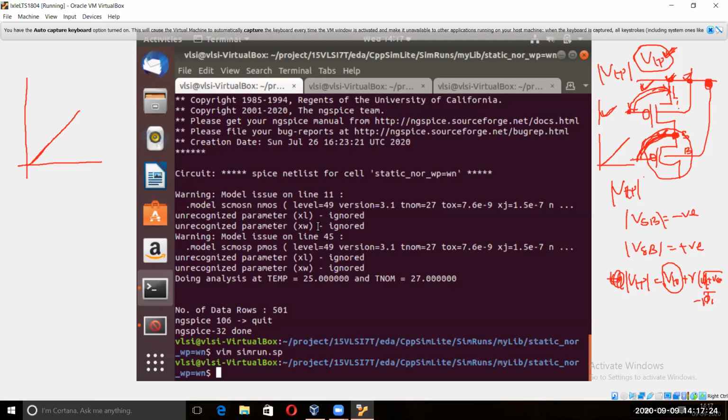Yes or no? This VSG is decreasing. So when it touches the threshold voltage VTP, this VSG of M2, when it reaches the magnitude of VTP, after that it will be off.